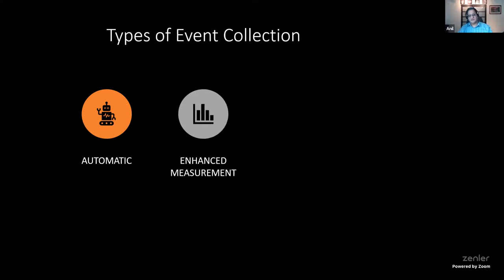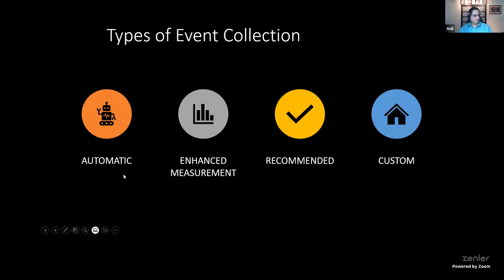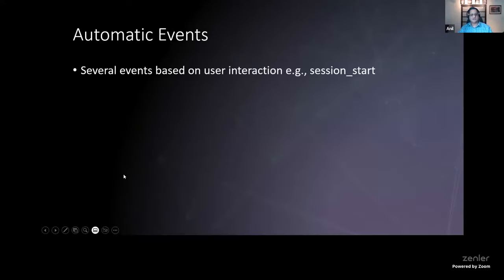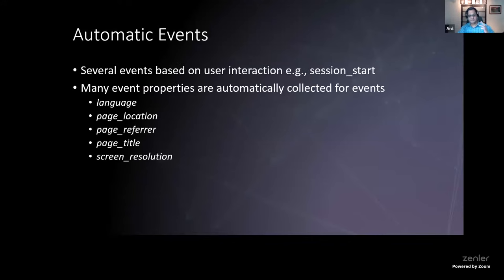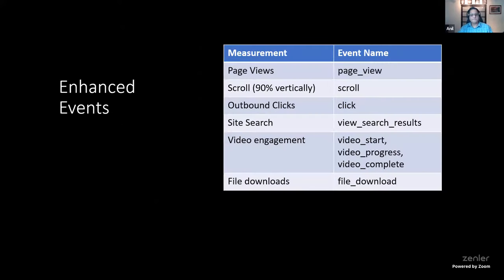Automatic, enhanced measurement, recommended, and custom. Automatics are the ones we just looked at. The page location, these are the automatic properties. But events based on user interactions, such as session start, are automatically collected. And these properties or parameters are also collected with those events.